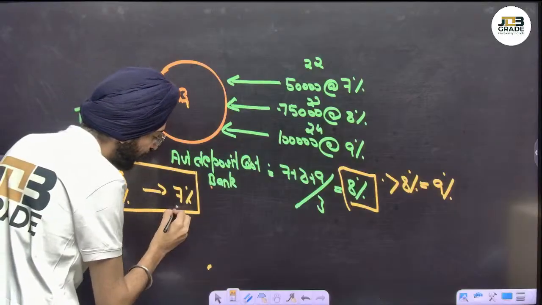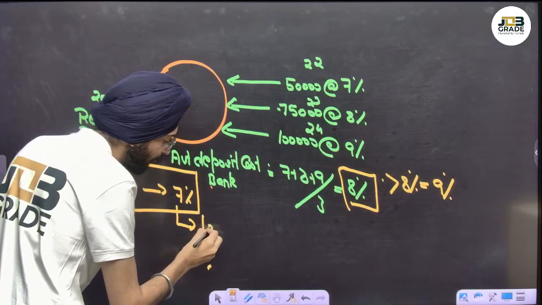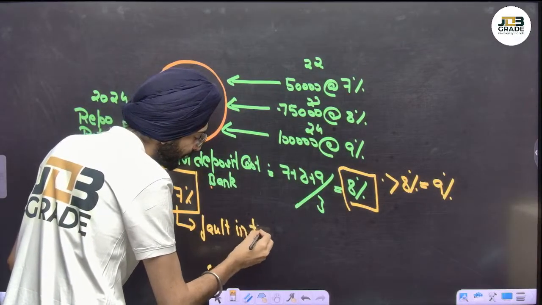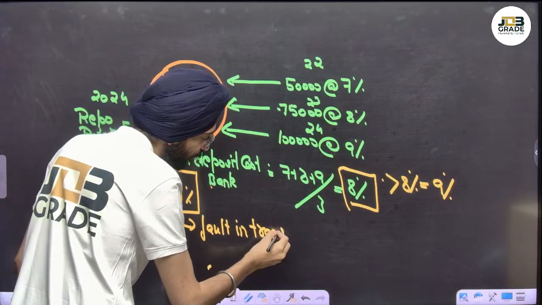Because there has been a fault. A fault in the transmission lines. A fault in transmission rates. How? A fault in transmission.